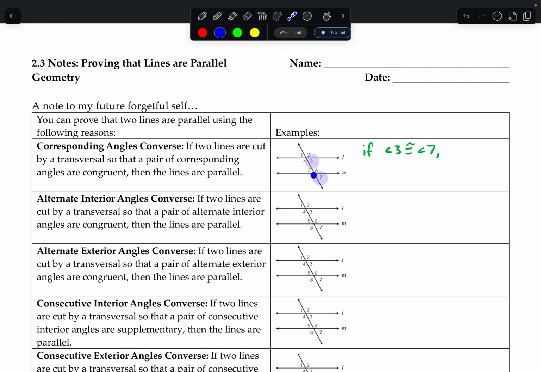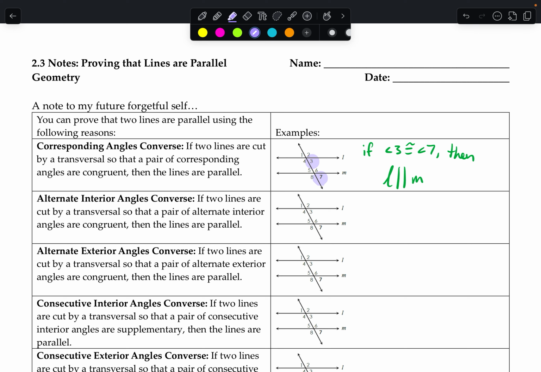Remember, corresponding angles are in the same position at their given intersection, so like down and to the right, down and to the right. That's why 3 and 7 are corresponding. They're in the same position. But if any pair of corresponding angles are congruent, then we would say L is parallel to M, using those little parallel symbols in the middle there. So these two lines mean parallel. All right, and then we just do this with all the other ones.